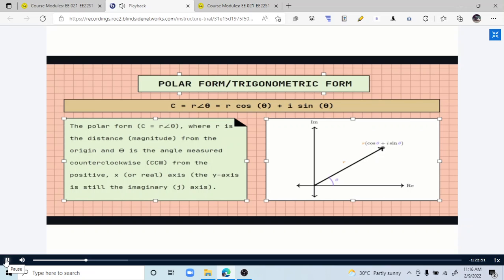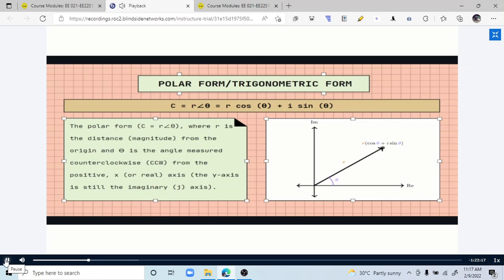Okay. So we have now the polar form, as I've said. The polar form is equal to C or R angle theta, wherein R is the distance or the magnitude from the origin, and theta is the angle measured counterclockwise from the positive x-axis. The x-axis is still the real axis, and the y-axis is still the imaginary axis.